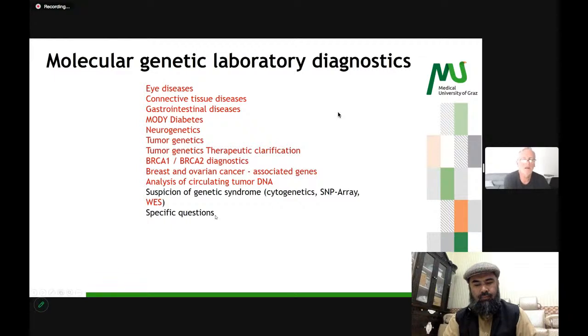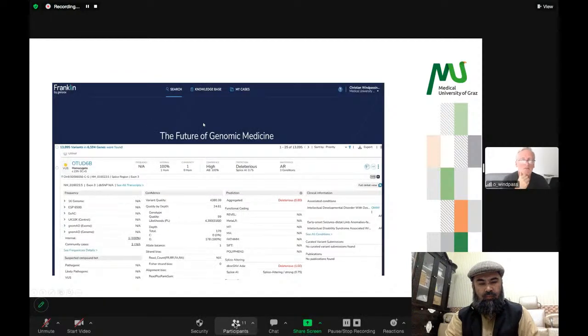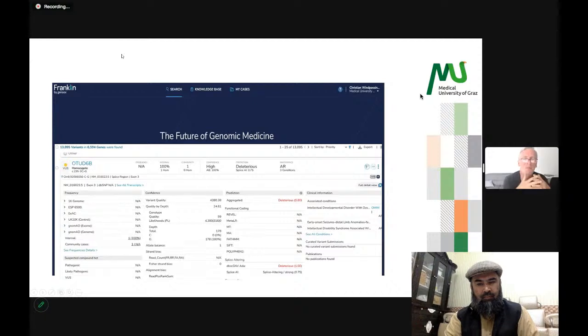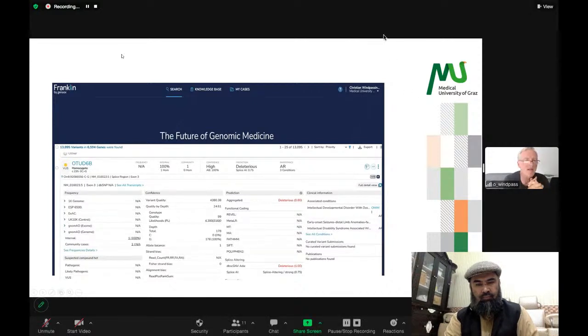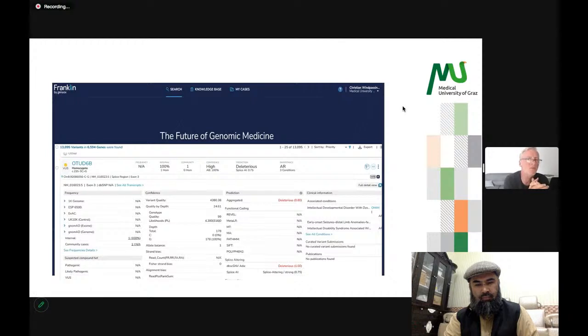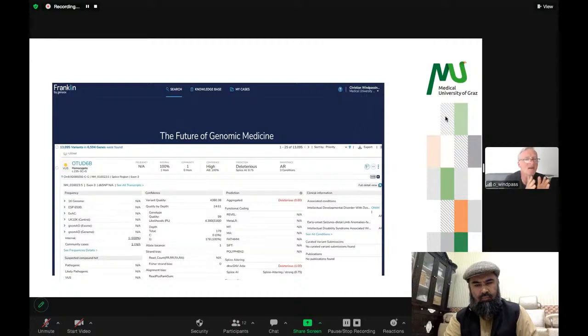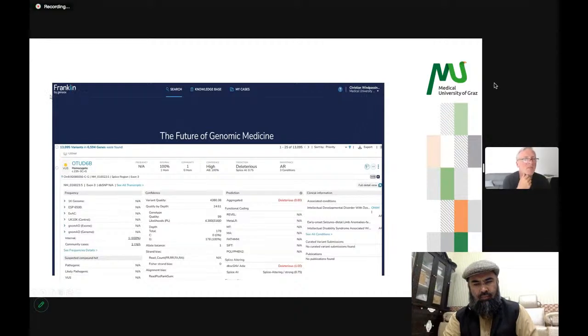So this is a brief overview of what we are doing or can offer to the patients, and how the methods are implemented. And as my last slide, I want to show you a platform for validating specific variants, which many of you might know or not. I just wanted to express my thoughts about Franklin, the Franklin platform by Genoox, which I think is a very excellent tool to validate certain candidate variants of whole exome sequencing approaches.